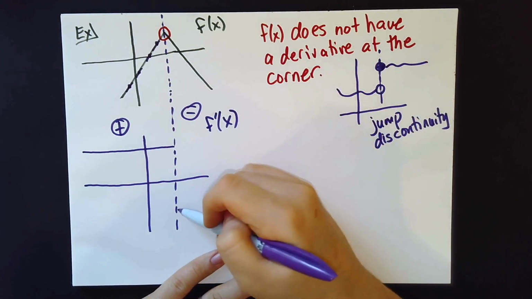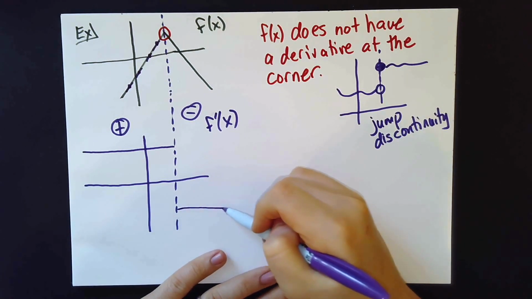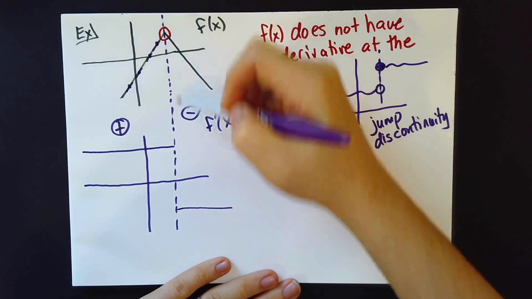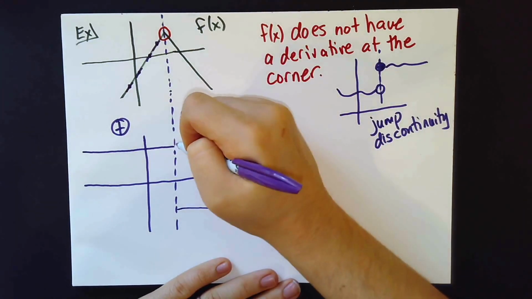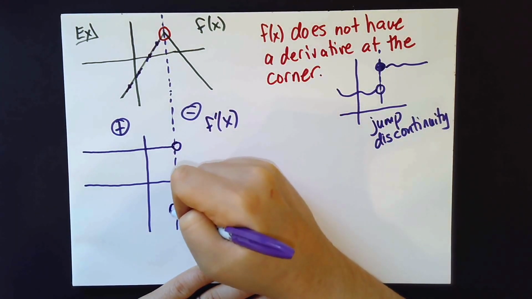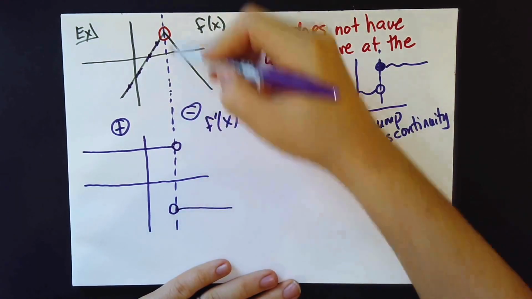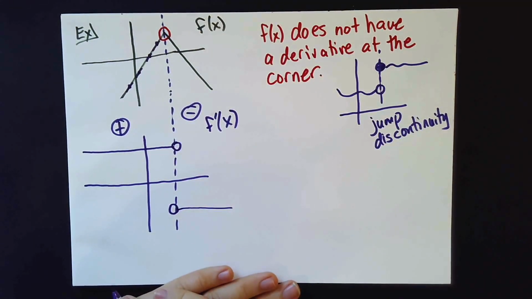And all these same words are true over here, except the derivative is negative. And to indicate that the function did not have a derivative at this spot, I'm going to put in an open circle here and here to say, hey, if you try and find the derivative at this exact point, it just doesn't work.